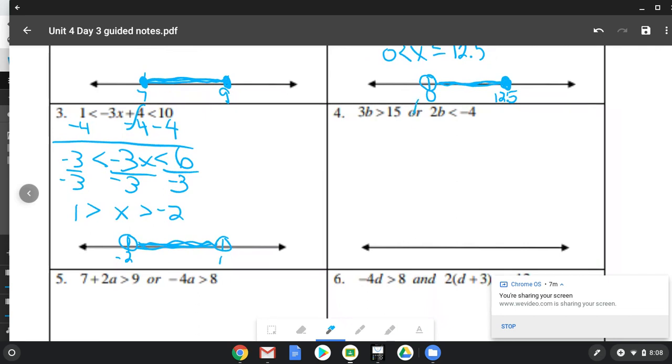If it has a word, those are the easy ones. It just means you break it up. So you do the whole left side, and then you do the whole right side. So this would be b is greater than 5 if you divide by 3. Then on the right side, we divide by 2, and we get b is less than negative 2. So we go to the number line. We put a negative 2 and a 5 down there.